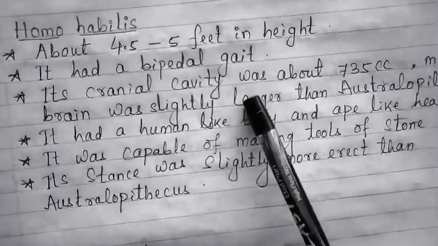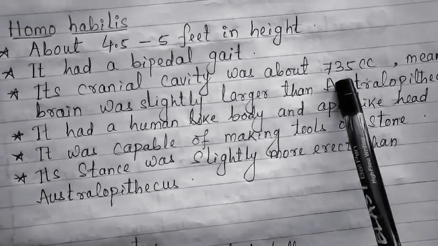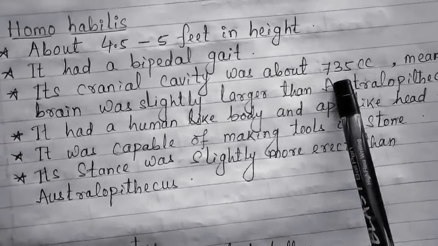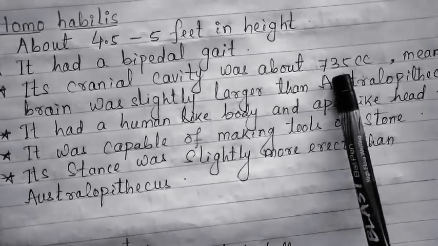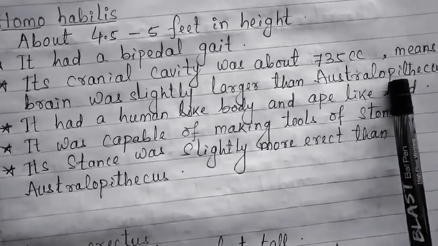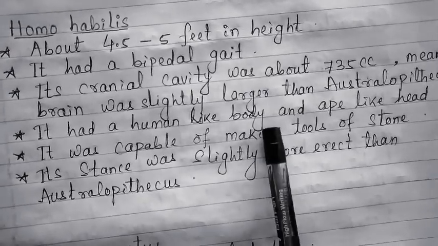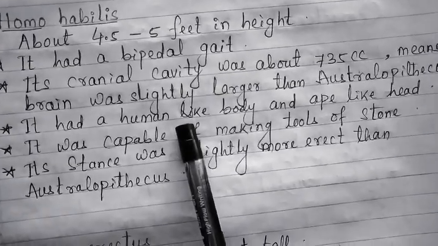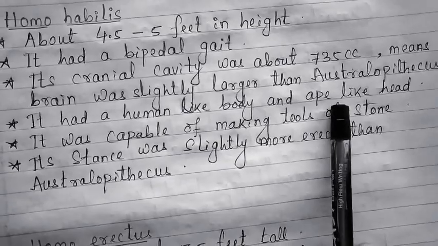Its cranial cavity capacity was about 735 cc. It means the brain was slightly larger than that of the Australopithecus. It had a human-like body and an ape-like head. So the body was like a human being and the head was like the apes.